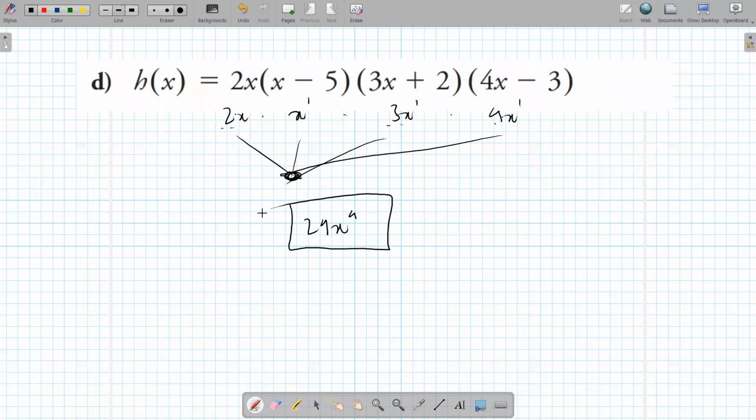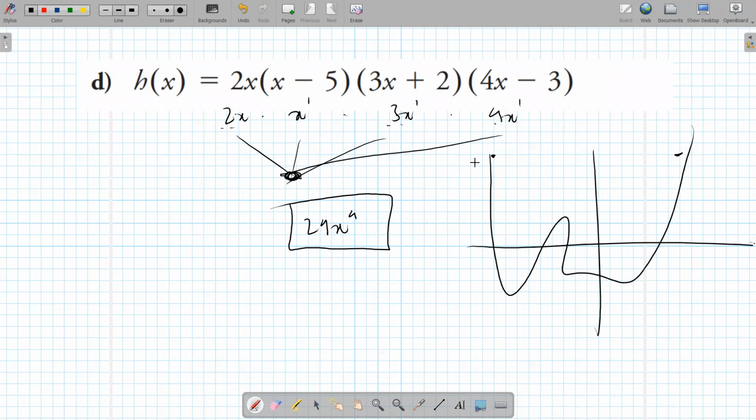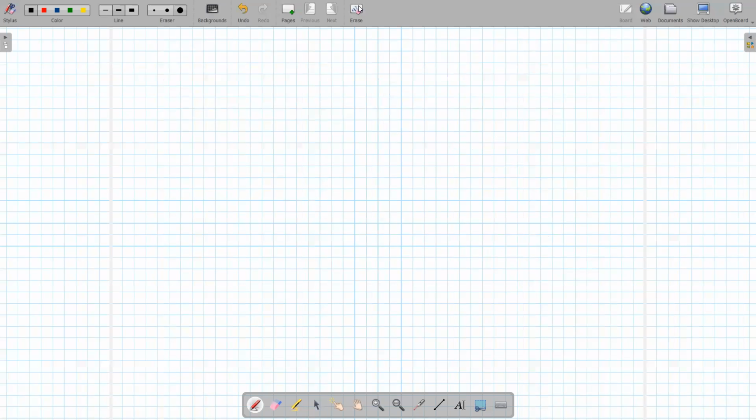This is the information we need to extract. What is the leading coefficient? 24. There you go. There's a quick pop quiz for you. And we know it's a positive x to the 4th. Same thing as x squared. It's going to start here. It's going to end here. We don't care about what happens in the middle. So the end behaviors, it doesn't matter where x is going, y is going to go to positive infinity, right? Because it's a positive x to the 4th.